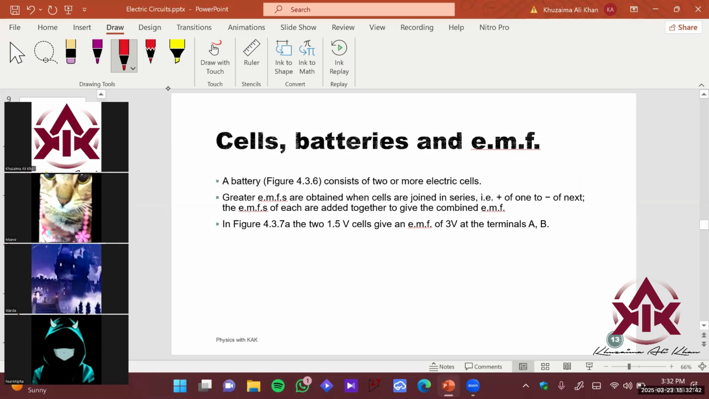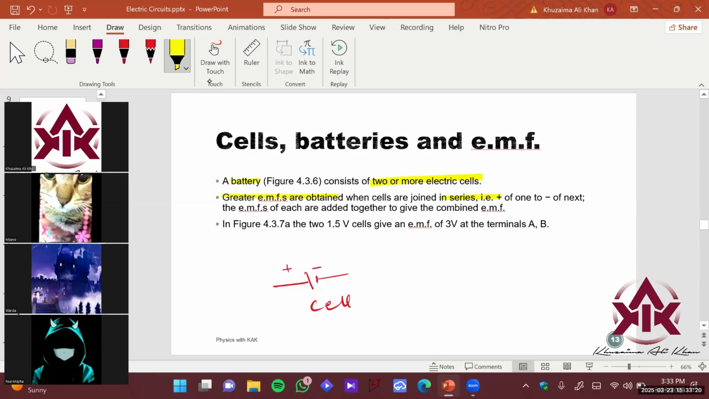Now it's a very interesting point: how do you create batteries? How do you arrange cells to create batteries of your desired EMF? So let's quickly do this. A battery consists of two or more electric cells. And what is an electric cell? This is a cell over here, which contains only a single positive and negative plate. If you combine two or three of them together in a certain configuration, it becomes a battery. Greater EMFs are produced when cells are joined together in series. We will learn how we produce greater EMFs.